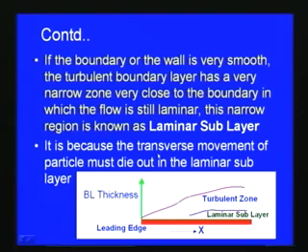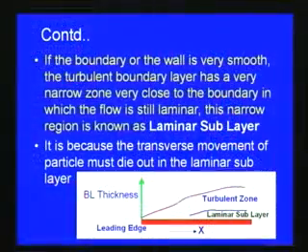This laminar sublayer forms because the transverse movement of the particles must die out in the laminar sublayer. With respect to the fluid movement, there will be transverse movement of the fluid particles also. That will die down very near to the flat plate, very near to the surface. That is why this laminar sublayer is formed.